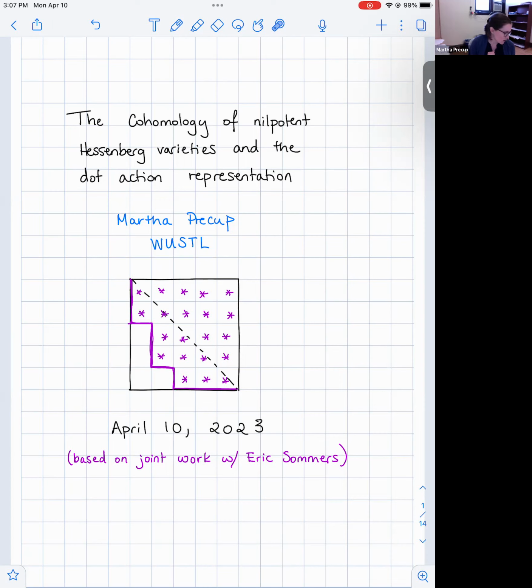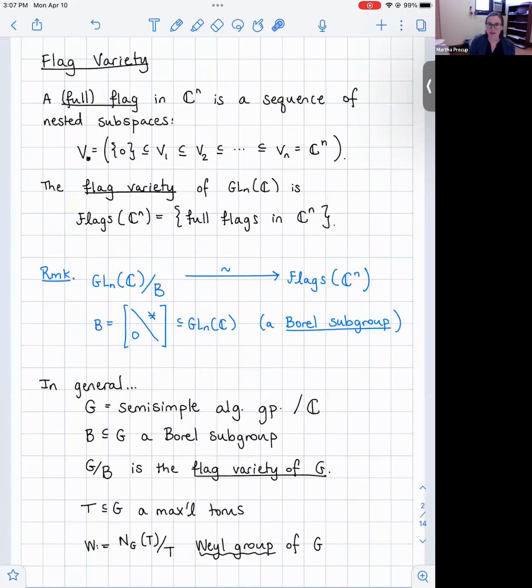Okay, so I want to tell you a little bit about Hessenberg varieties. These things live in the flag variety. So I think that I will start with a slide about the flag variety. For today, I want to be thinking about subvarieties of the flag variety. And I'm going to give you a little bit of the type A story, and then the more general type.